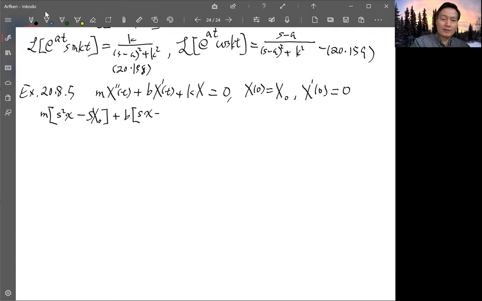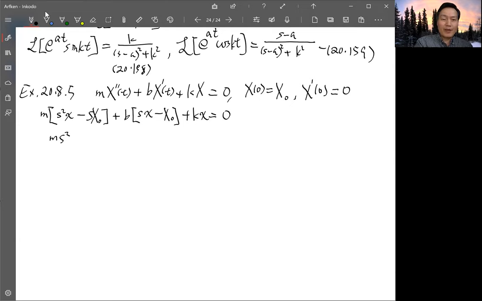All right, minus x zero, and then plus k times x equals zero. Okay, so now this is a second order equation. So we can now solve for the x. So let's group all the terms together. So you have m s squared, the second order in s, but then it is still linear in x.